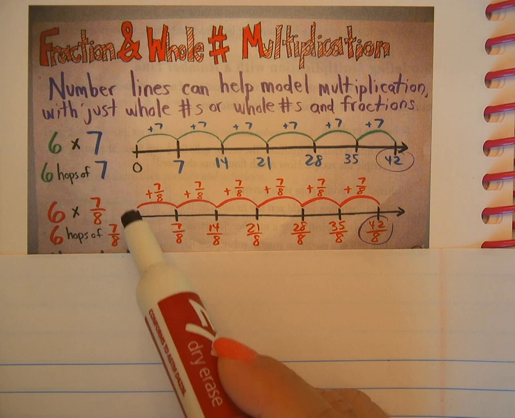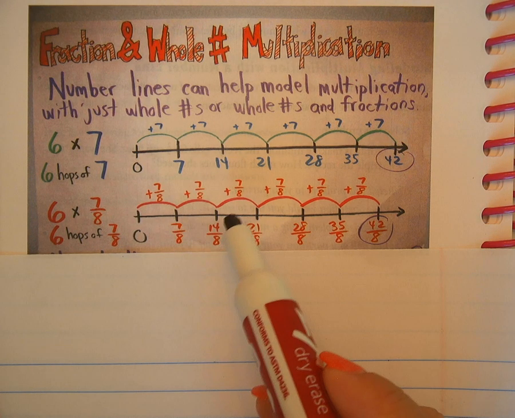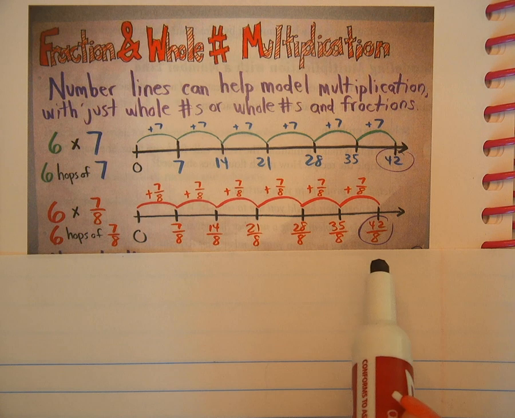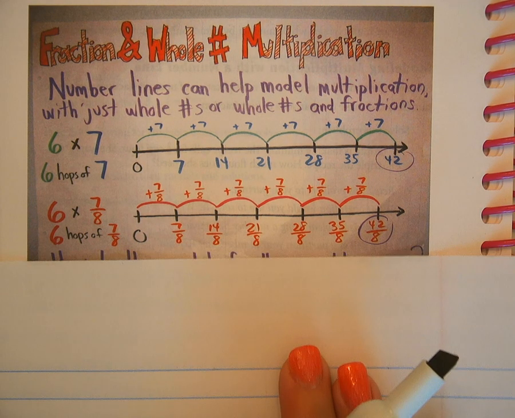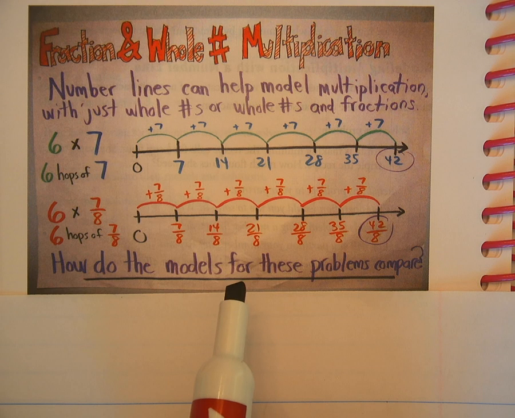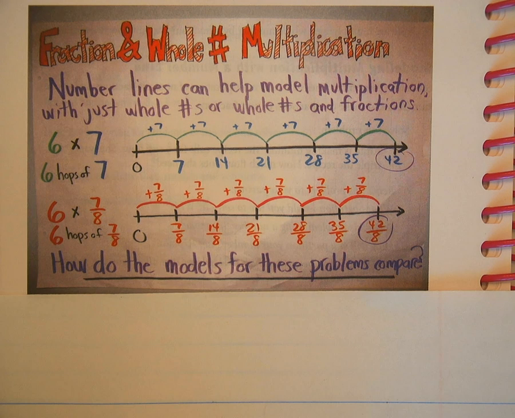So you're going to have 7 plus 7 plus 7 plus 7, 6 times, and all that's going to go over 8. So this is how models can help us complete problems.